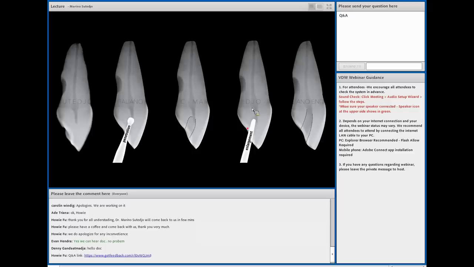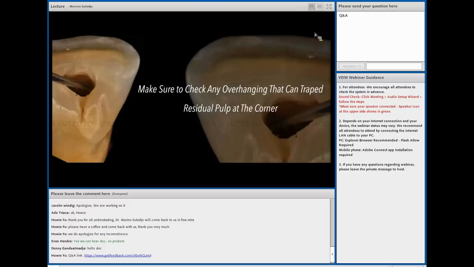This is the midpoint of the line B. This is the depth of the pulp chamber. And then after you do some penetrations, we need to create enlargement to create an access outline form and have a good flow in order to reach the working length or the apical area.